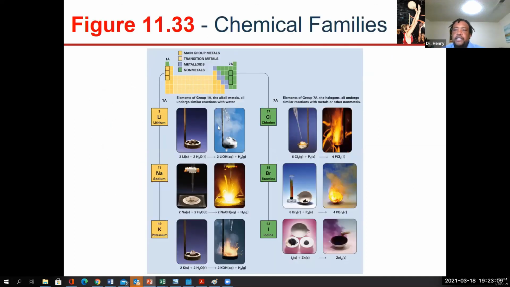Okay, so this is just basically showing you that they're very reactive. You can see it's already steaming just by the addition of water. These guys really want to react. This one is again just the addition of water. We get a nice spark. Here we have potassium, just the addition of water. These are the chlorines with the addition of phosphorus. We get these beautiful reactions.